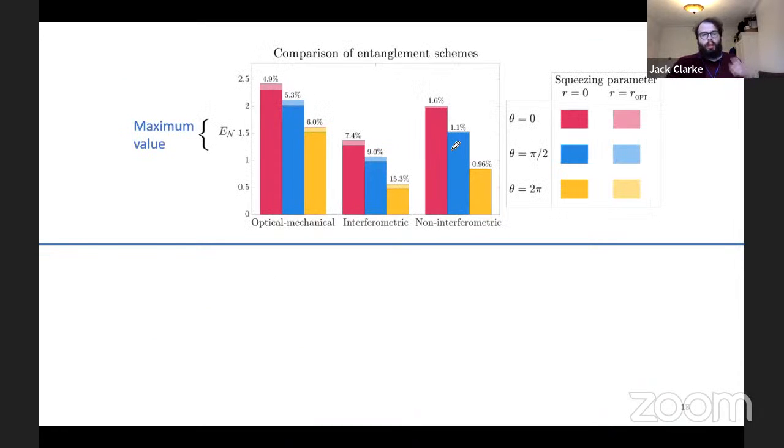Okay, so now let's talk about all the schemes. Here I've just got a plot of the maximum value of the logarithmic negativity our protocols can generate.